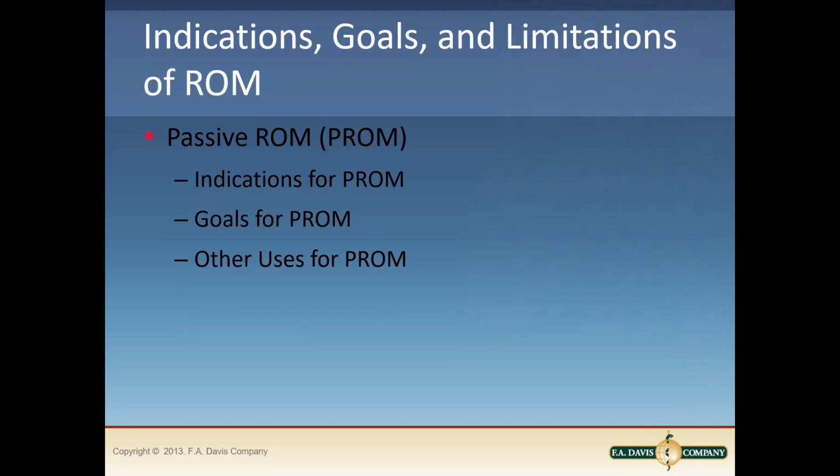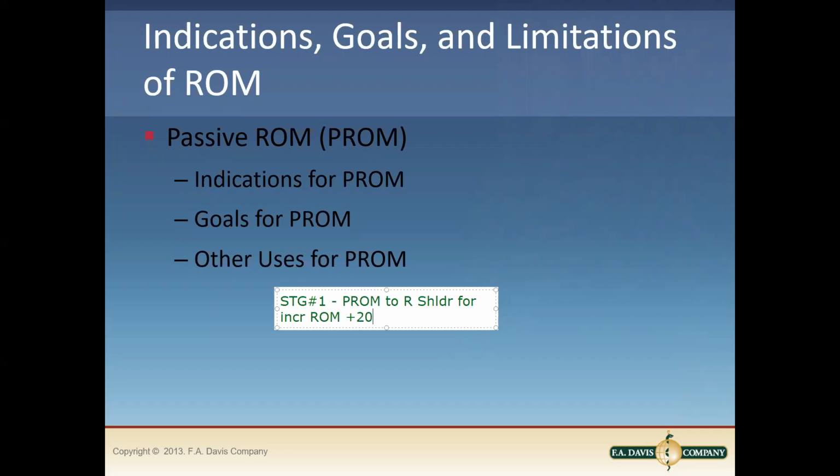So with passive range of motion, do you think we're going to set a goal to increase range of motion with passive range of motion? So is the PT going to say, let me get my little draw up here. PT's short-term goal number 1, PROM to right shoulder for increase range of motion plus 20 degrees. Do you think you're going to see that as a goal?